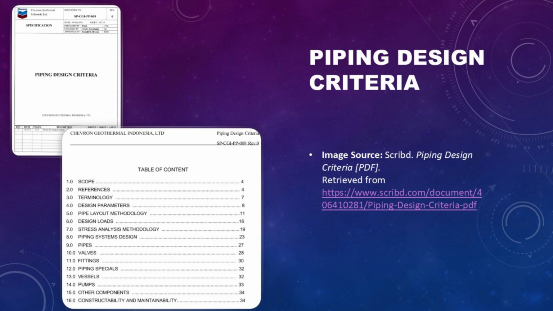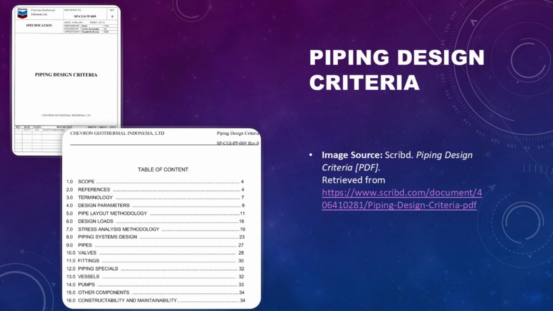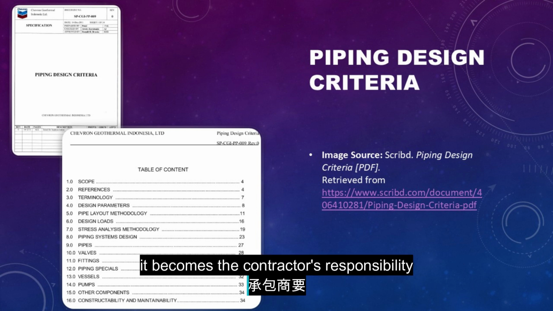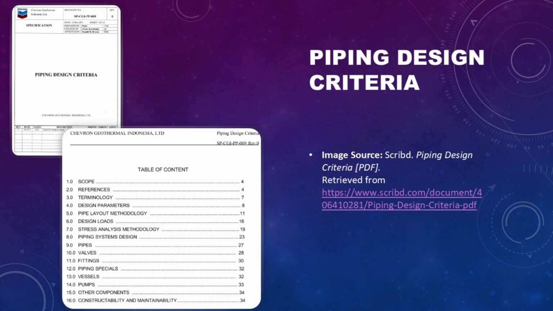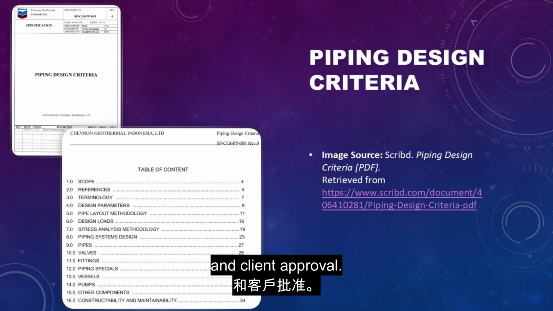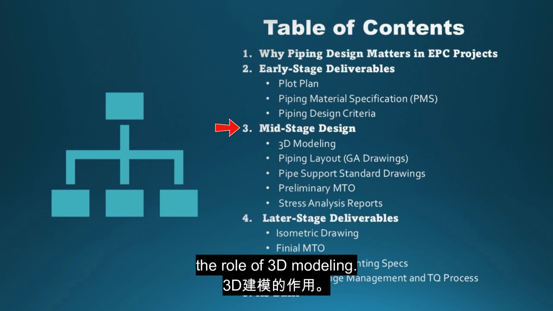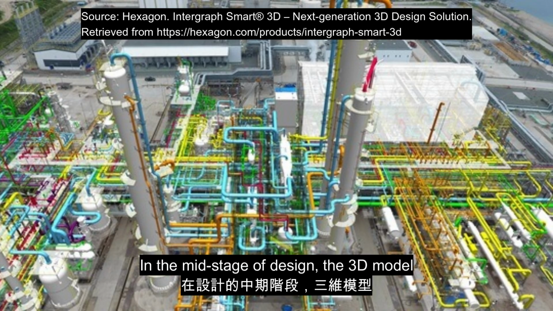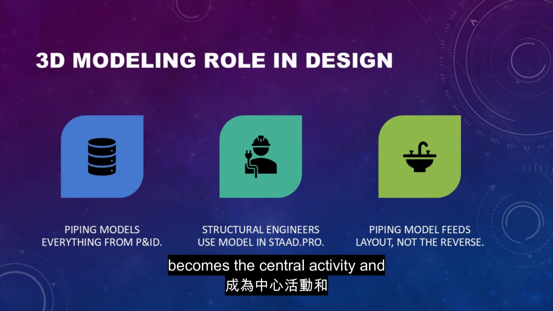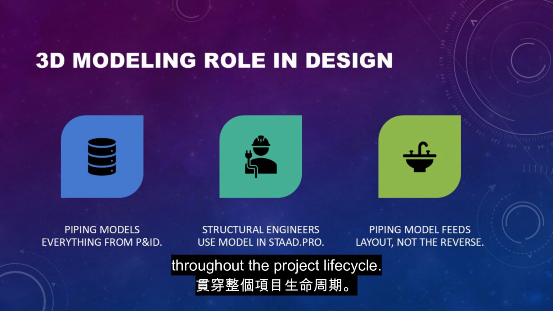In many projects, the client provides the design criteria for the contractor to follow. If not, it becomes the contractor's responsibility to prepare and issue the document for internal use and client approval. Mid-stage design, the role of 3D modeling. In the mid-stage of design, the 3D model becomes the central activity and coordination tool throughout the project lifecycle.